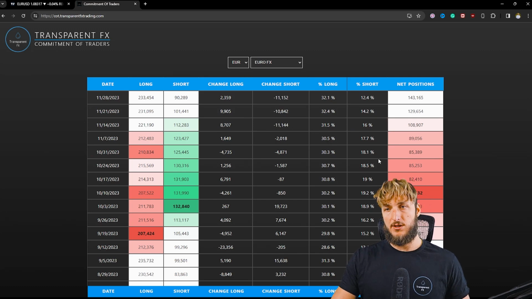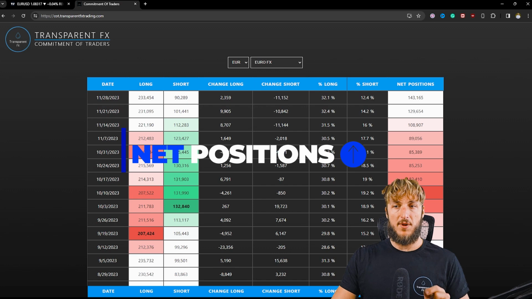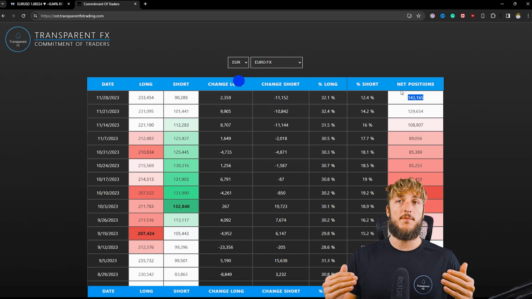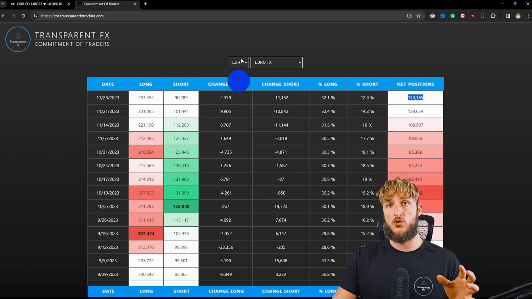And what we can see here is that with the last reports, net positions have been increasing. We went from having 75.5k net positions all the way up to having 143.1k net positions. Now, this is a huge increase of the net positions, showing how institutions are moving to the bullish side for the euro, meaning to the bullish side for euro USD.